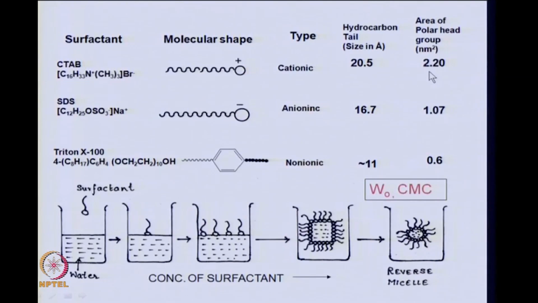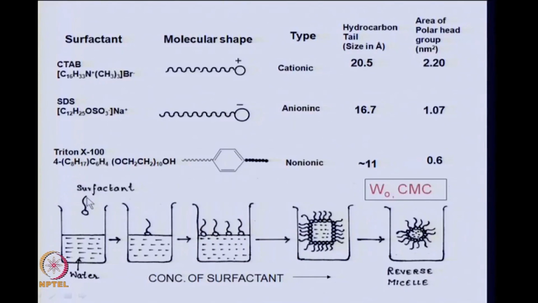Similarly, you can vary the area of the head group. As you see, the head group area is very small in the non-ionic surfactant, whereas in the cationic surfactant CTAB the head group area is much larger. Now, these will affect the type of geometry and the critical micellar concentration at which the surfactant aggregates will form.